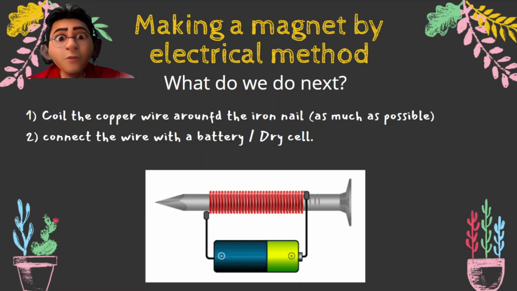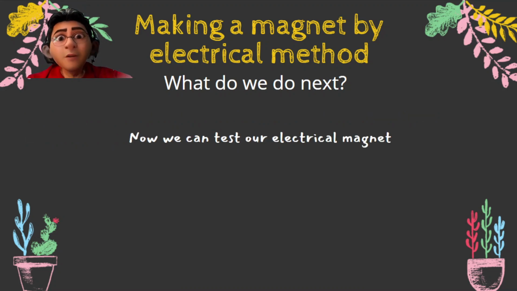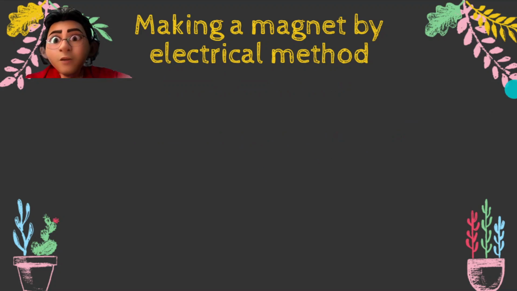So how do we do it? Coil the copper wire around the iron nail as much as possible. Connect the wire with a battery or dry cell, and the nail will become a temporary magnet, electrical method, or we can also call it an electromagnet. Then we can test our electromagnet. Watch a video on how I made the experiment.